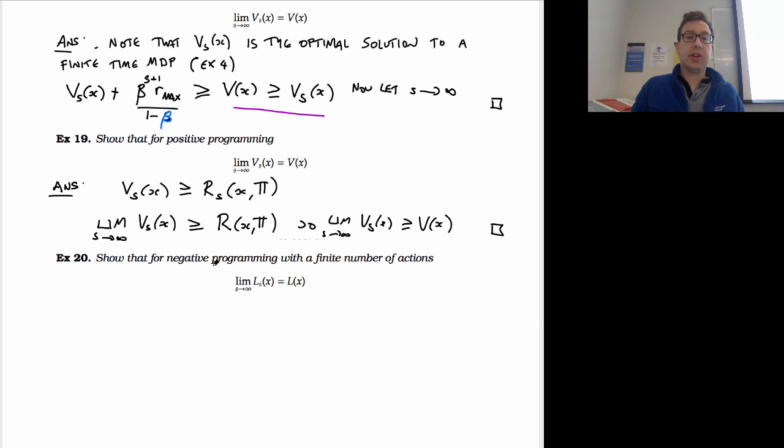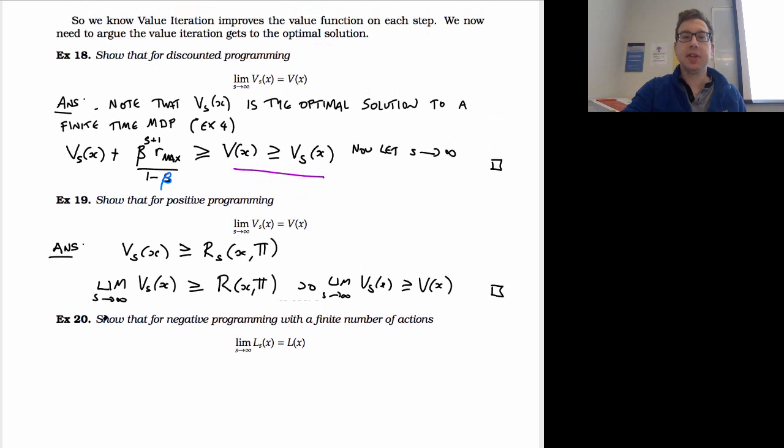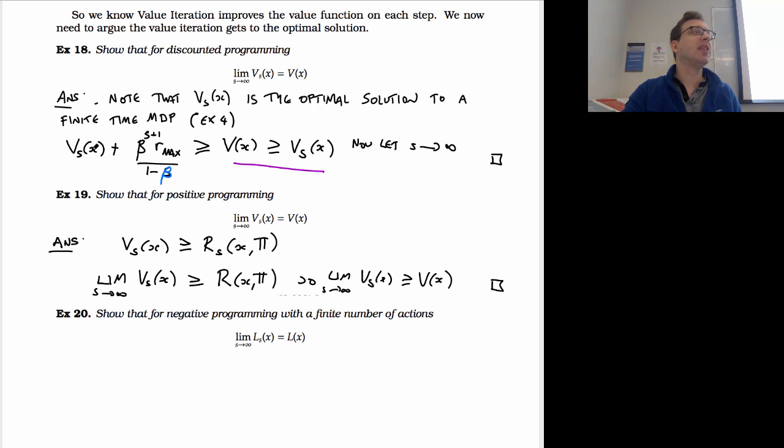And the answer for negative programming is basically exactly the same idea as exercise 19 as well. I think the more important one to do is the discounted programming one. I think that just gets the main ideas across the quickest way possible. So if you're going to learn one of them, just learn the discounted programming one. Don't worry too much about positive programming, negative programming for this.